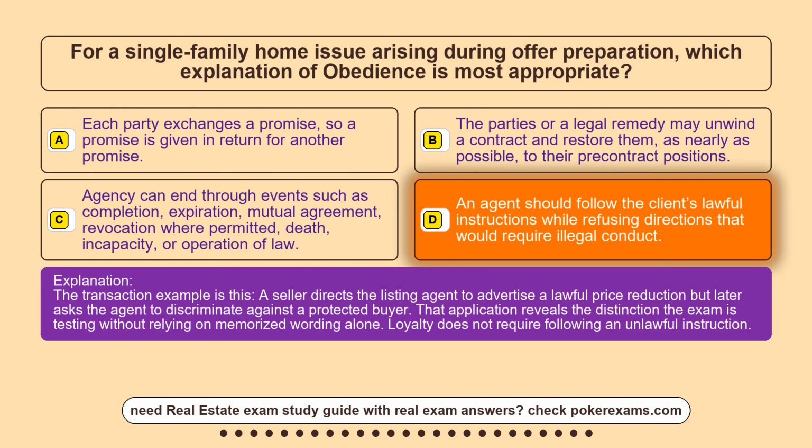The transaction example is this: a seller directs the listing agent to advertise a lawful price reduction but later asks the agent to discriminate against a protected buyer. That application reveals the distinction the exam is testing without relying on memorized wording alone. Loyalty does not require following an unlawful instruction.